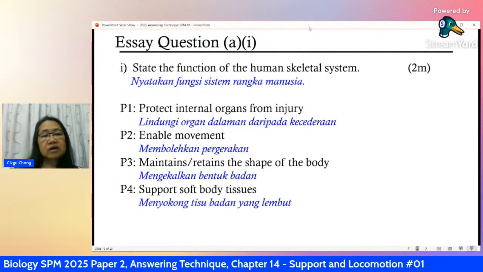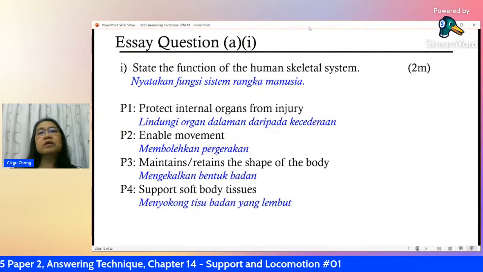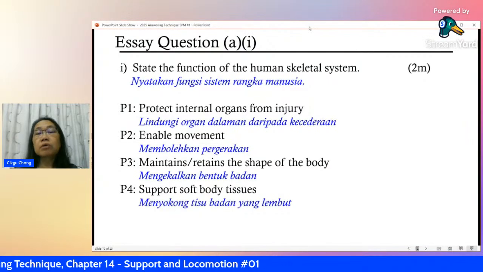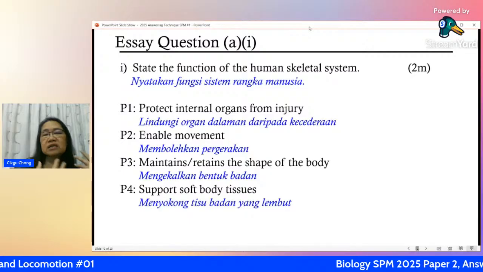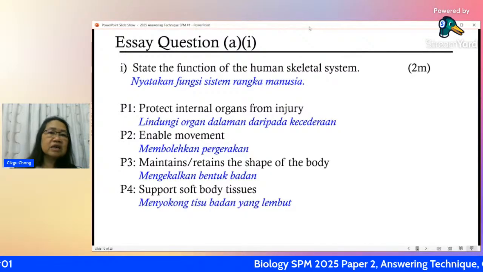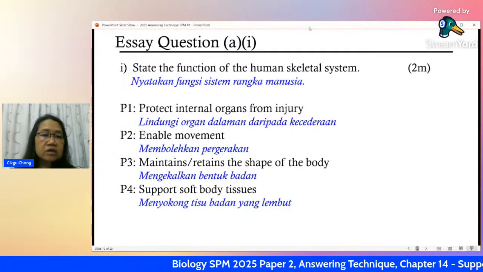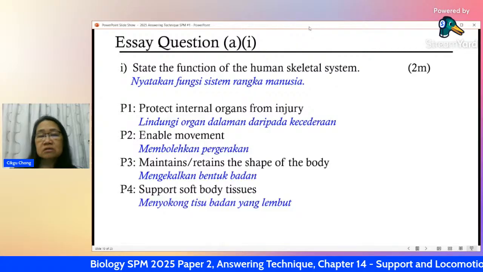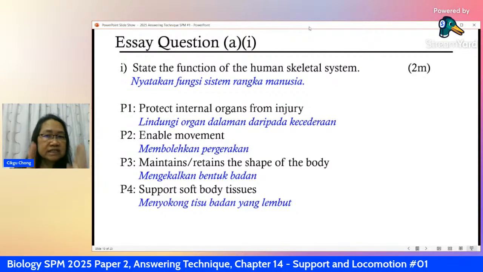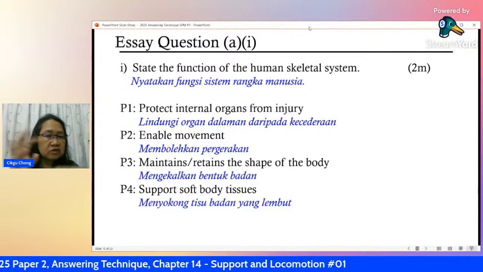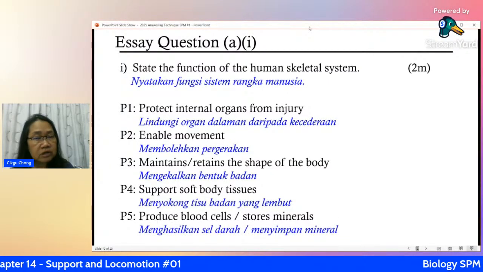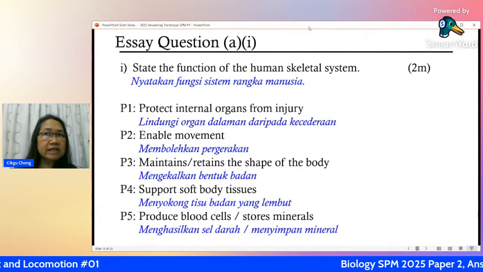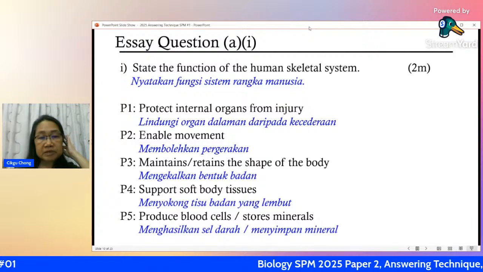Next, it also supports soft body tissues. So in our body, we have soft body tissues, we have membranes, we have all the skin, we have all this adipose tissue. Those are soft body tissues. Right? If we don't have the bone, we don't have the skeletal system, all of these things will be all over the place. Okay. And number 5, this is for humans only, not for all the others in general. This is specific.